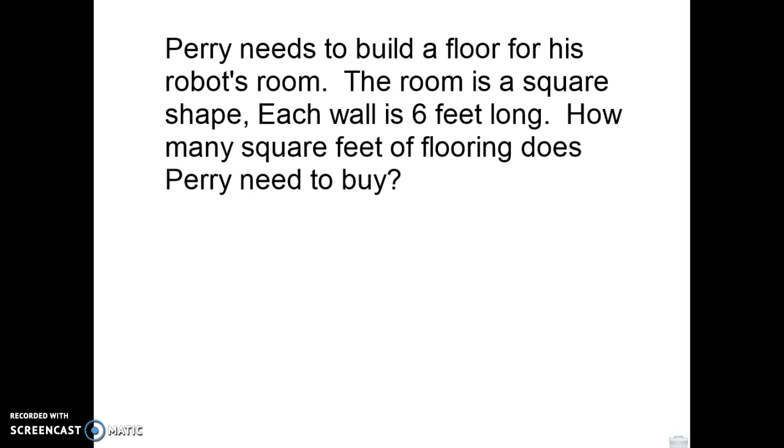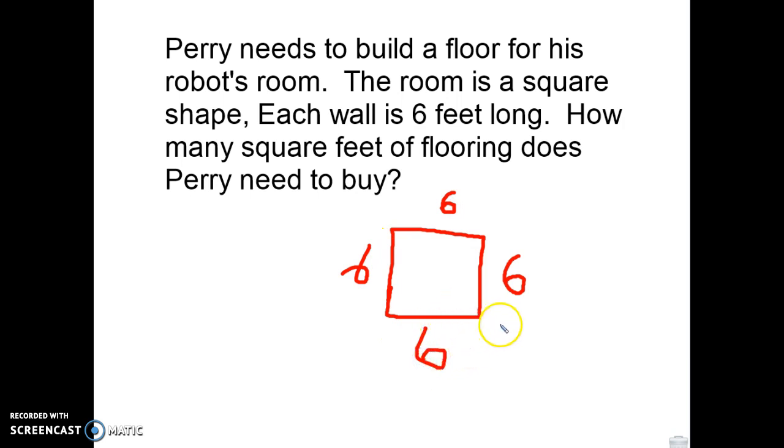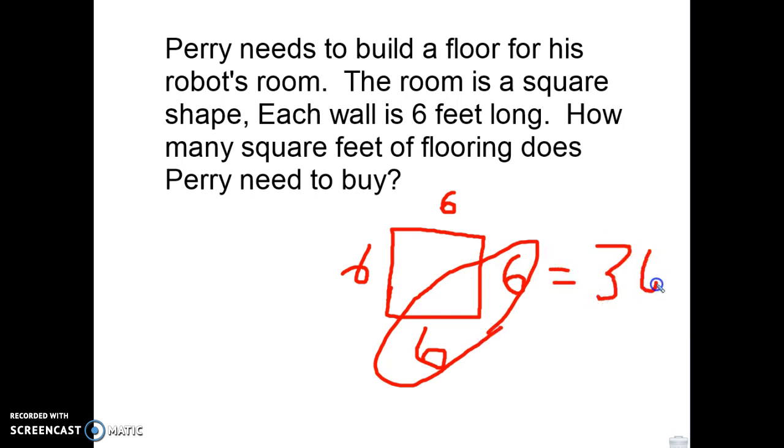Okay, Perry needs to build a floor for his new robot's room. The room is a square, and each wall is 6 feet long. How many square feet of flooring does Perry need to buy? So it only gives you one number, but don't be confused, right? If it's a square, every side is the same length. So you know this is 6, this is 6, this is 6, and this is 6. And to figure out the area, you need to multiply a height times a width. So 6 times 6 would equal 36 square feet of flooring for Perry to buy.